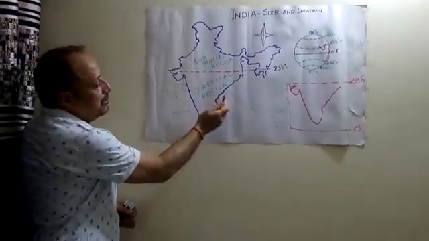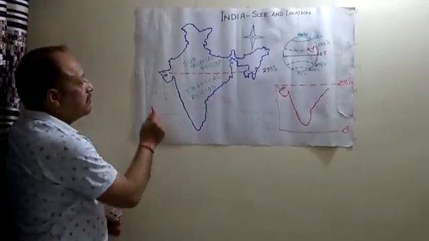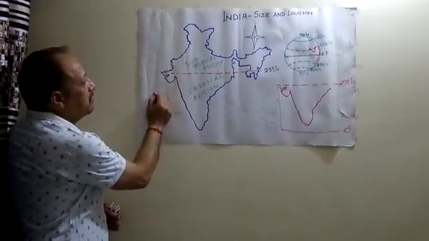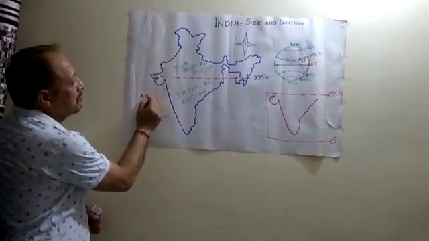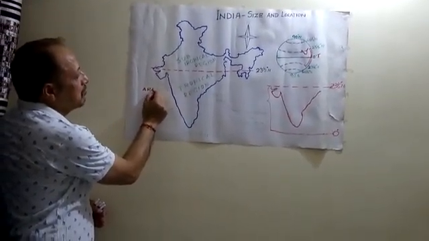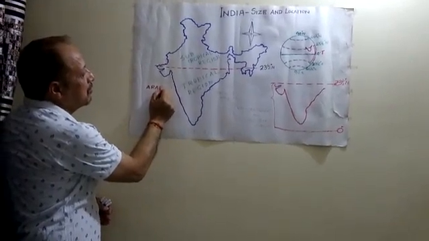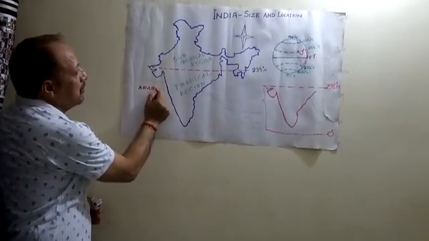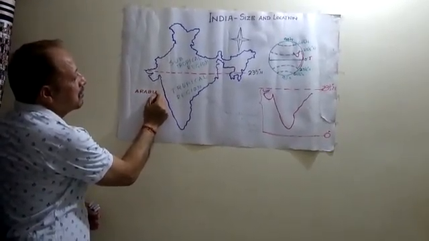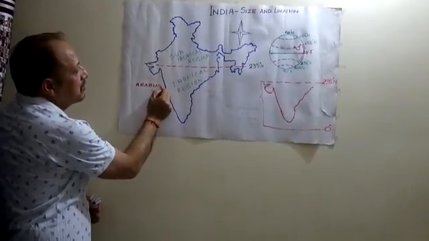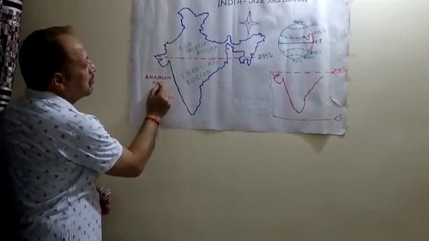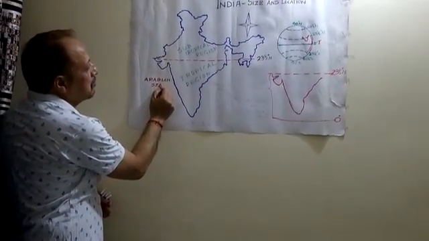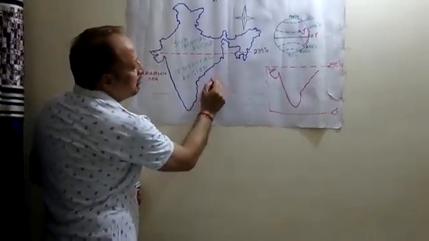These 2 water bodies are part of the Indian Ocean only, but they are named separately. One is the Arabian Sea on its left, and on its right you will find the Bay of Bengal.